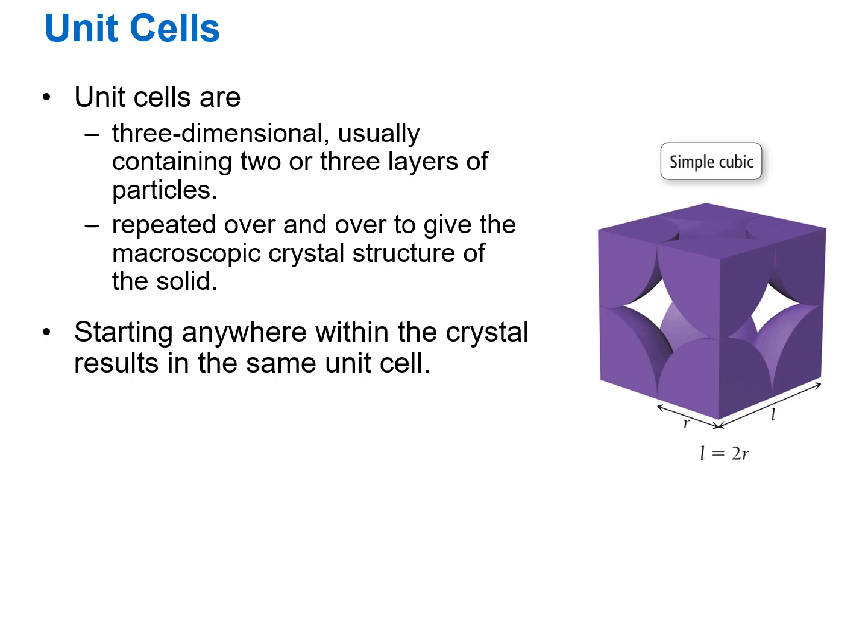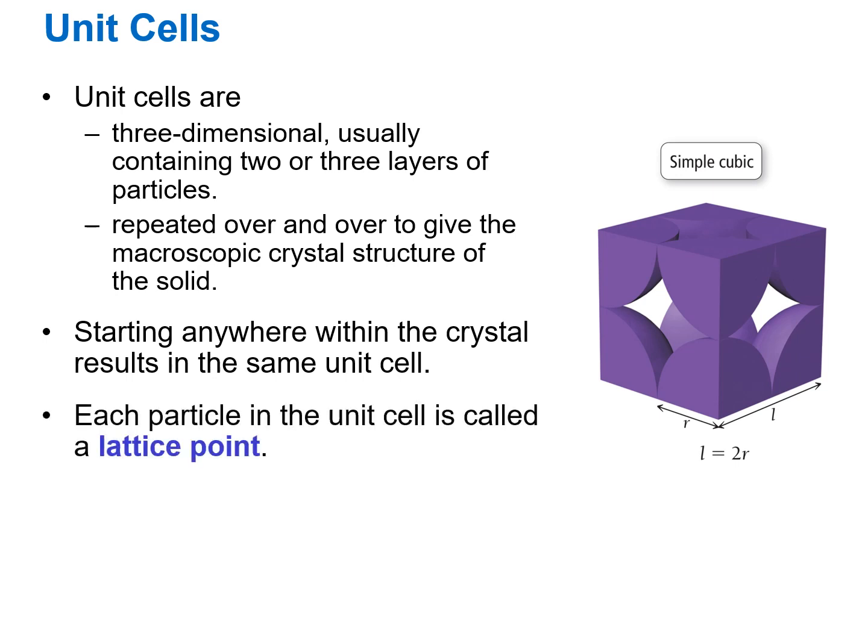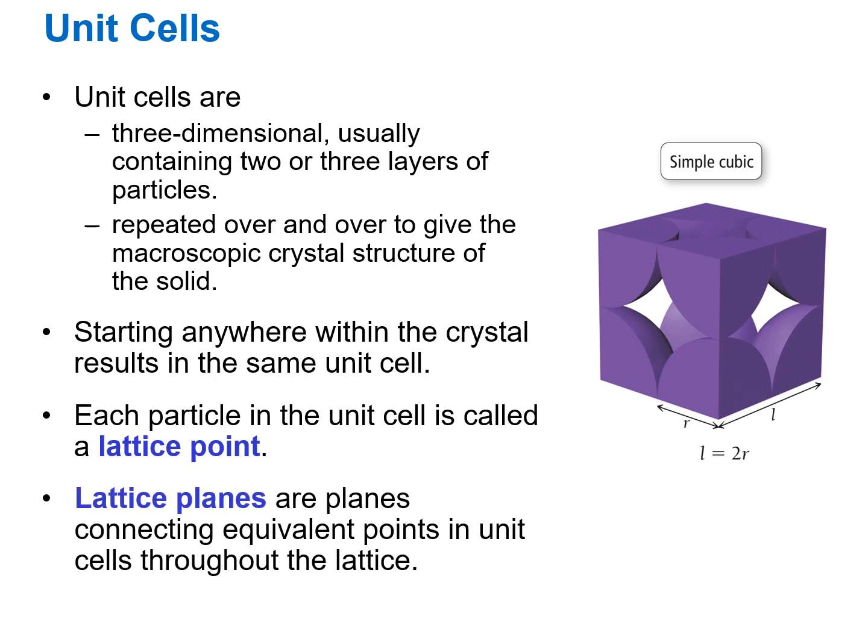Now, if we start anywhere within our crystal and we cut it open and look at it, we're going to see these unit cells throughout. It doesn't matter where we go within our sample of our crystalline structure. We're going to see these unit cells replicated throughout it. Each particle in the unit cell is going to be called a lattice point. And lattice planes are planes that are going to connect equivalent points in unit cells throughout the lattice. So basically what we mean is that if we have a corner here, it's going to connect to an analogous corner on another unit cell. If we have an edge here, it's going to connect to another analogous edge in another unit cell.